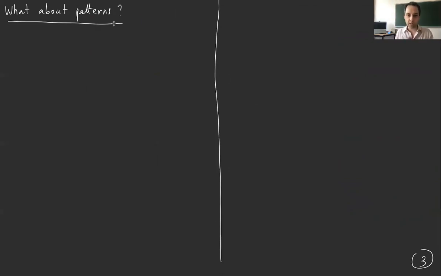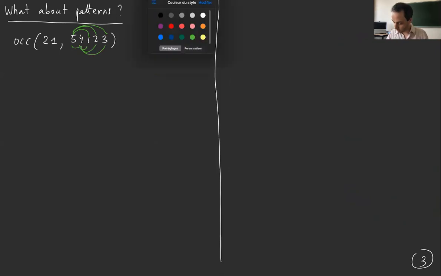So let's take a very simple example. Let's say I want to compute the occurrences of the pattern 2, 1 in my favorite permutation 5, 4, 1, 2, 3. So this is just the number of inversions in 5, 4, 1, 2, 3. Well, there are 7 of them, if I'm right: 1, 2, 3, 4, 5, 6, and 5, 4. Okay. So this is 7.